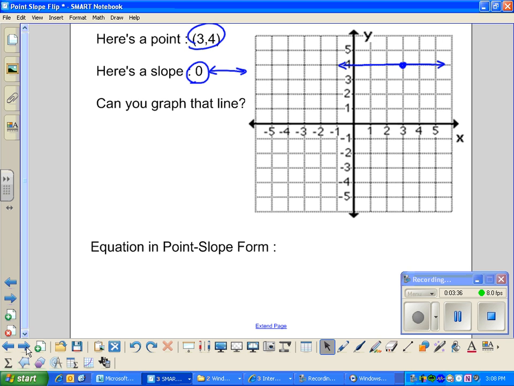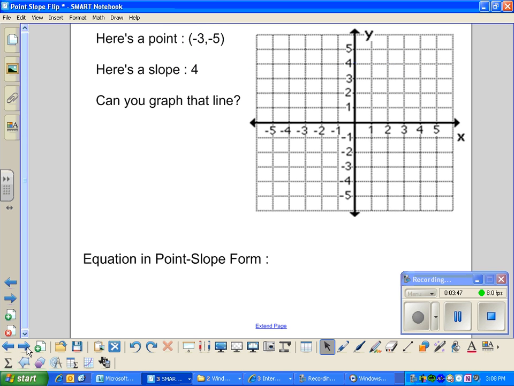I want you to graph the next 3 on your sheet. Come back to me when we're done, and we'll talk about how to write the equation in point slope form. So be sure to pause me.